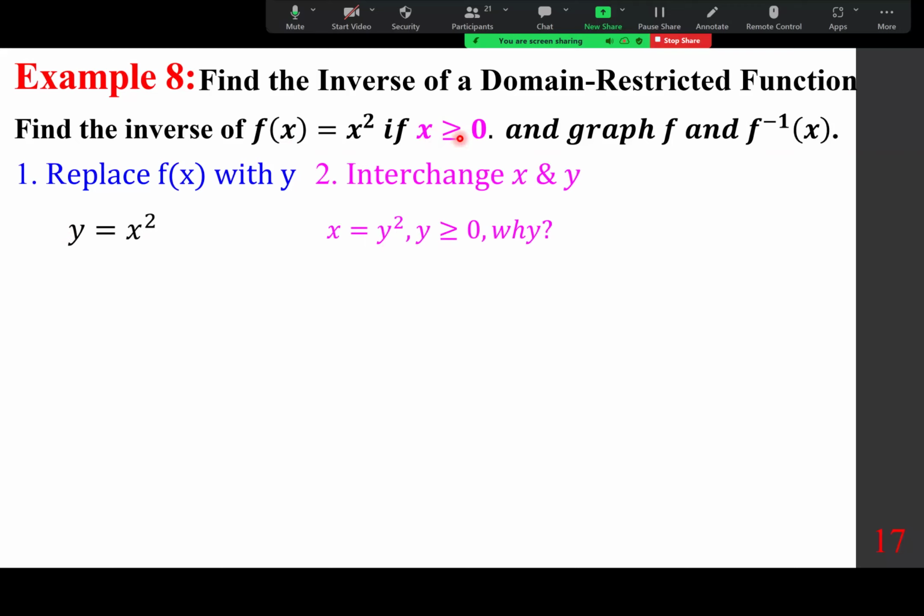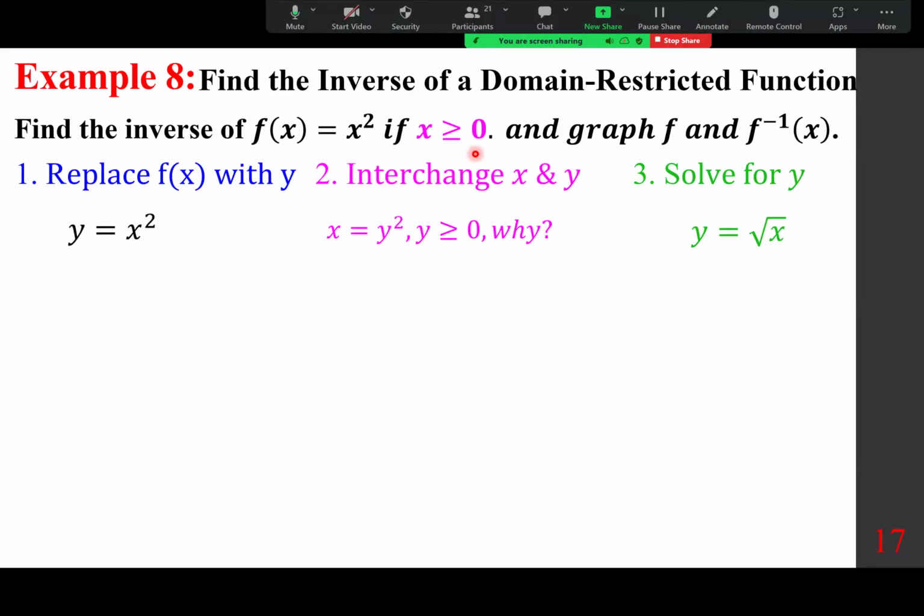Domain x is larger than or equal to 0 for f of x. Range y is greater than or equal to 0 for its inverse. Domain of f of x is range of its inverse. So y, if you solve, is plus minus square root of x, but it's positive. Therefore, only y equals square root of x.